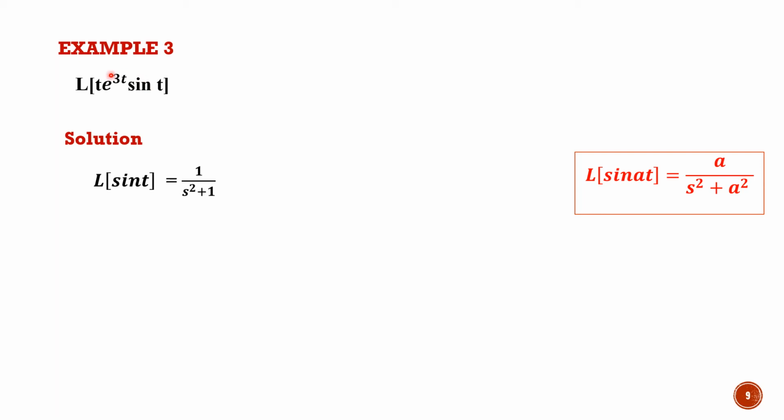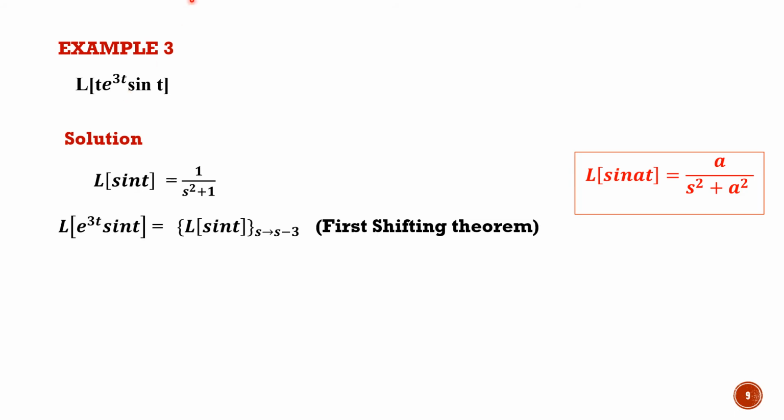Next, we have taken the function on the extreme right as sine t, which we've already calculated. Now take the next function along with the sine t. So we have to calculate now L of e raised to 3t sine t. Now when a function is multiplied by e raised to, we have to apply the first shifting theorem. So what is the first shifting theorem? Whatever is L of sine t, in that we have to replace s by s minus 3.